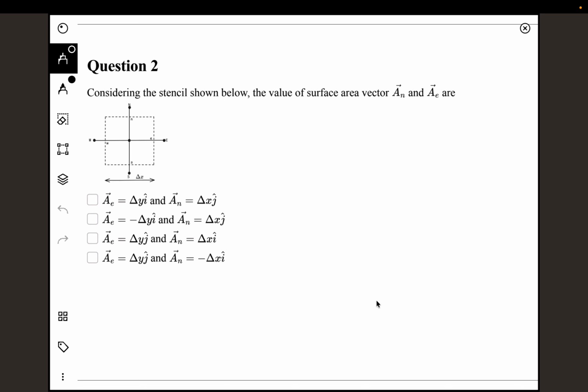Yeah, this is again a very straightforward one. So how do I calculate the areas for each of these? Let's say the first one is A east, which is the area of this one, which is delta y. I should have given this one. A east is delta y i cap, and A north is delta x j cap. Okay, this is very straightforward.